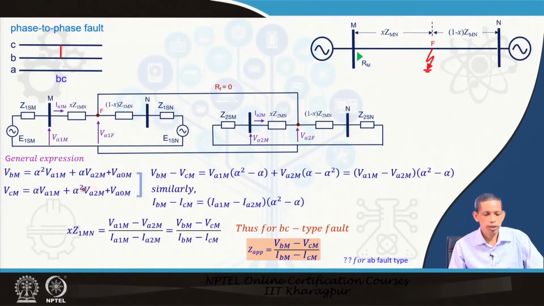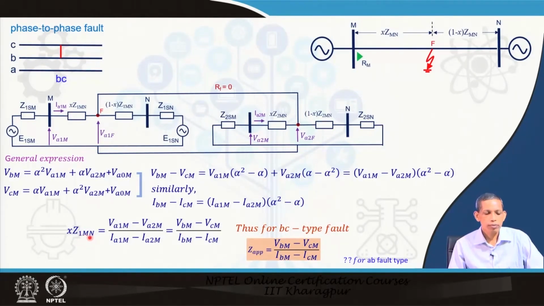So, if we subtract VBm minus VCm, we get VA1m (alpha square minus alpha) plus VA2m (alpha minus alpha square), so VA1m minus VA2m times (alpha square minus alpha). So, VA1m minus VA2m equals VBm minus VCm divided by alpha square minus alpha, that is one relation. Similarly, for the currents, IBm minus ICm, from the general relations for the sequence components, we can relate I1m minus I2m equals IBm minus ICm divided by alpha square minus alpha.